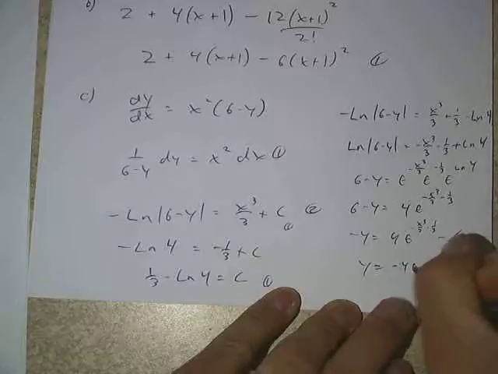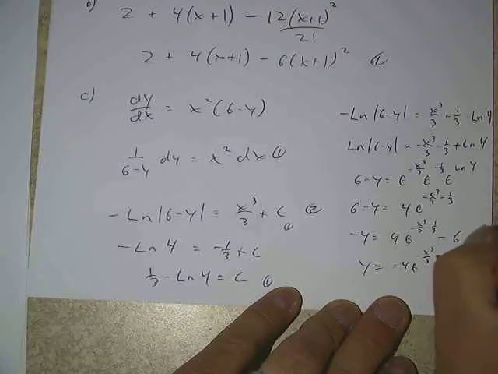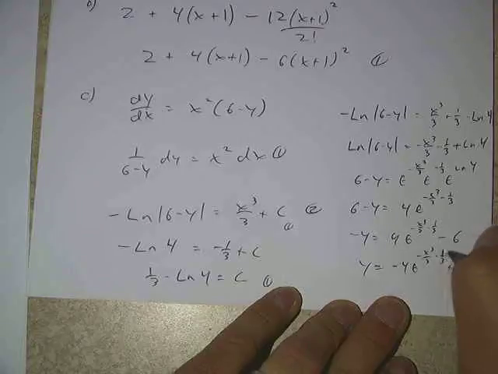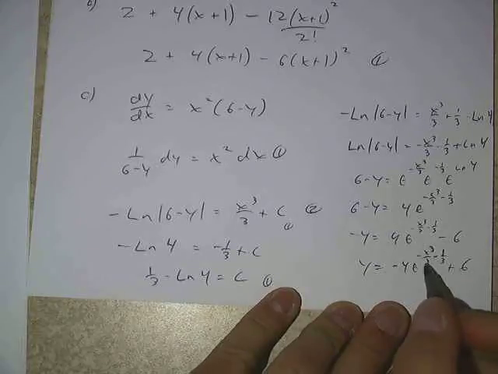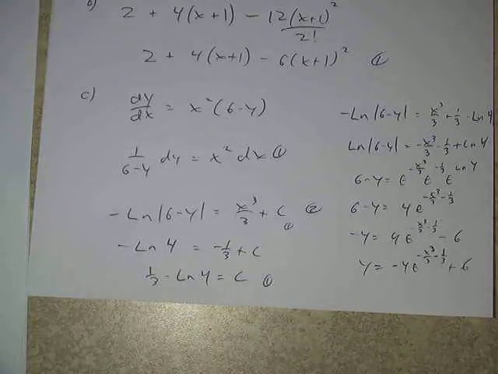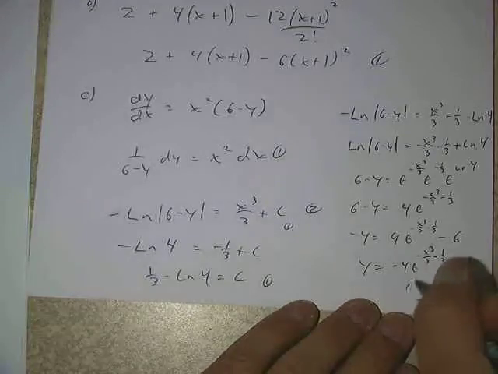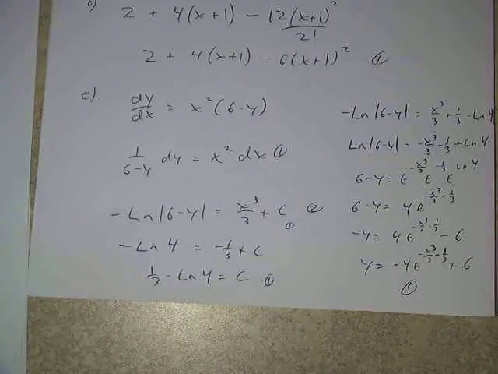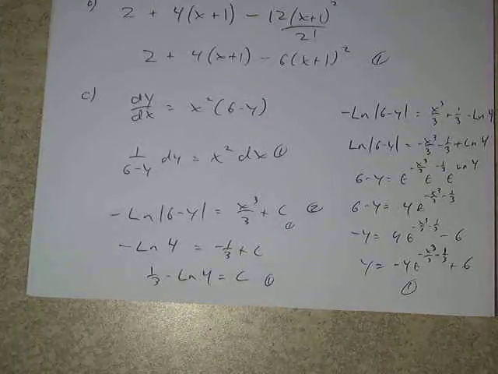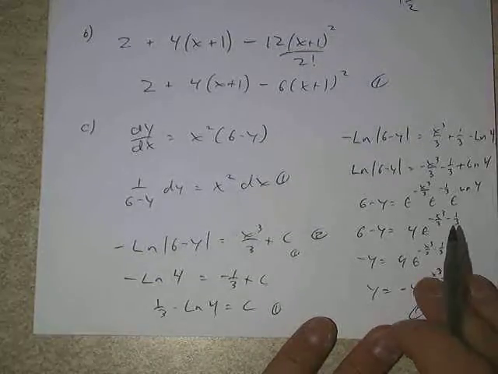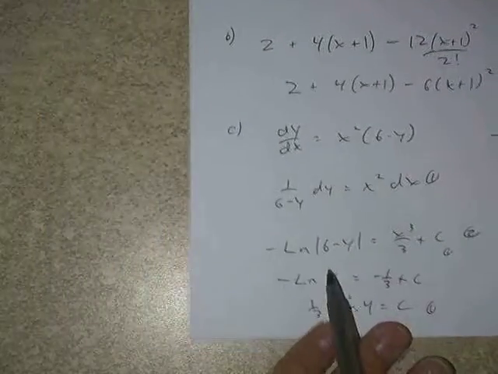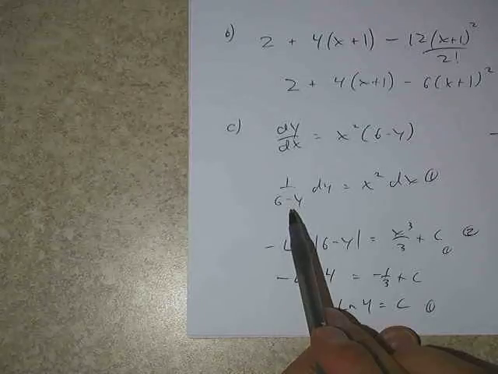And once we have the natural log part out of there, we can subtract 6, and then divide by -1. So the final answer should have been -4 e to the negative x cubed over 3 minus a third, plus 6 on the end. And one final point for getting that correct. Okay, questions?